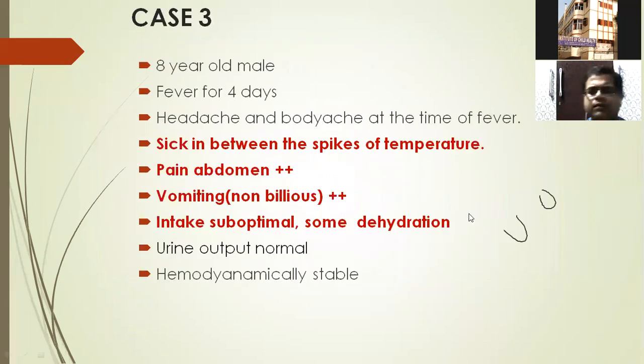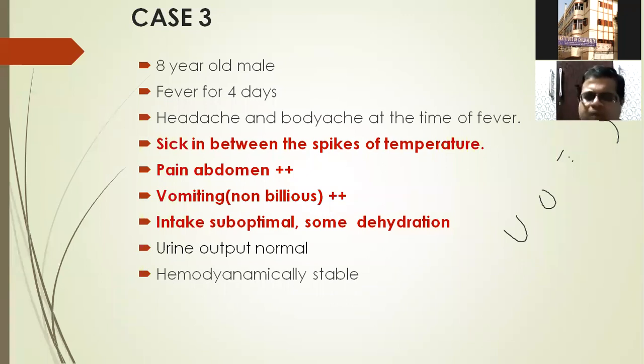Case 3, you'll also get these types of patients. It's an 8-year-old male, fever for 4 days, headache and body ache at the time of fever. Urine output was normal, passed 6 times urine, hemodynamically stable. But 4 new things than case 1 and case 2. What are those? He was a bit sick in between the spikes of temperature.